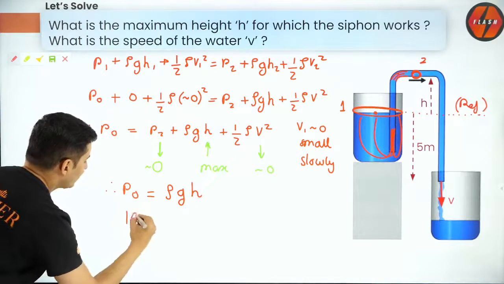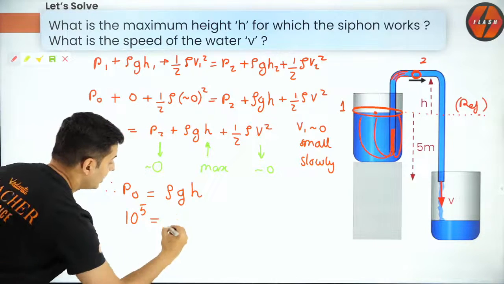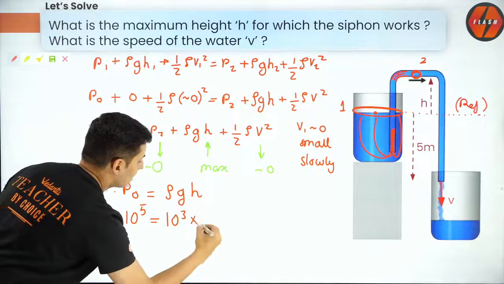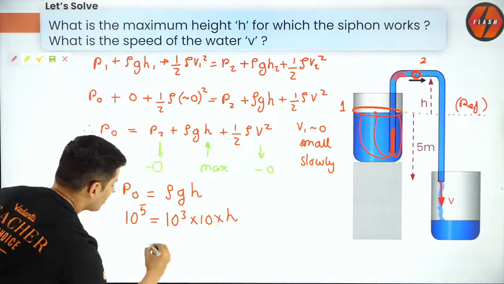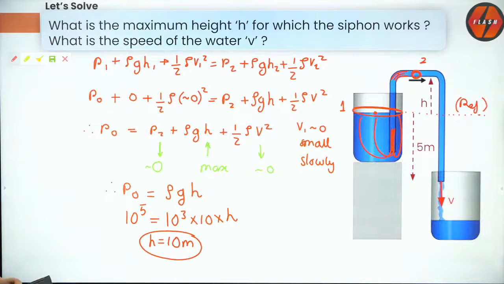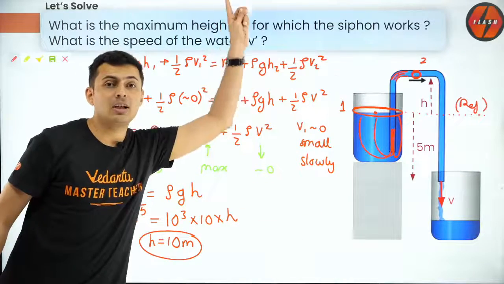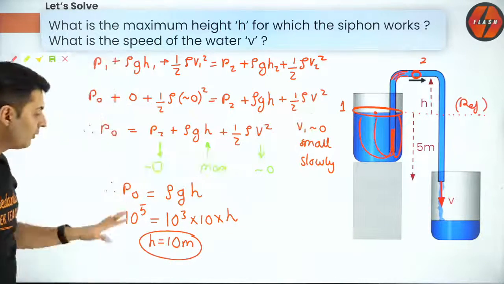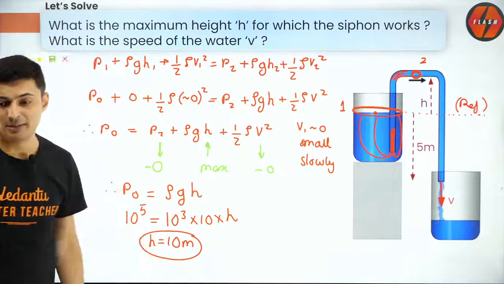Now P naught's value is 10 to the power 5 in SI, 10 to the power 3 is density, g is 10, into h. So h is again 10 meters. So very important value. This height cannot be more than 10 meters. It won't work for anything more than 10 meters. Remember that.